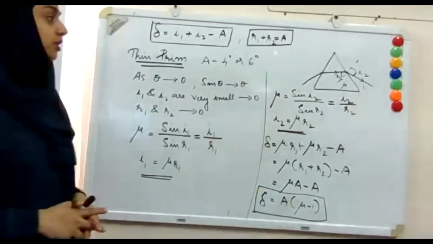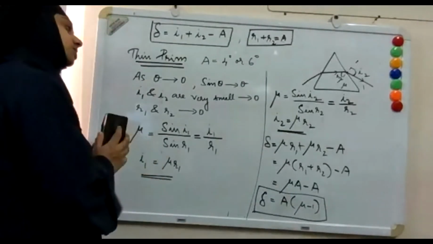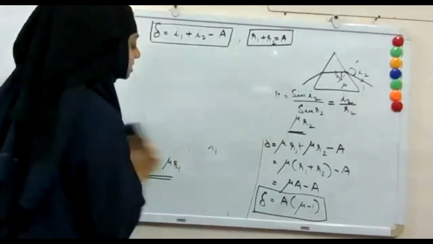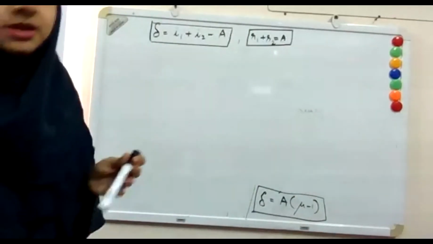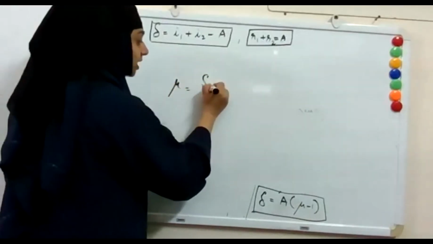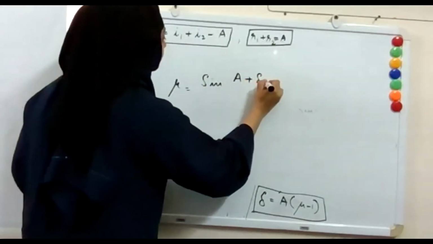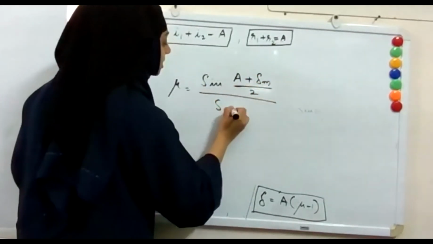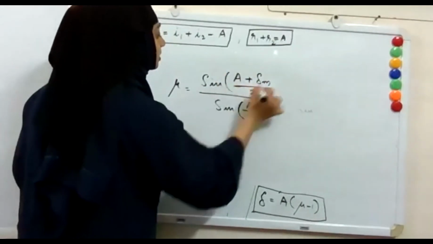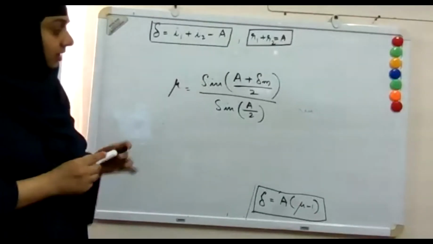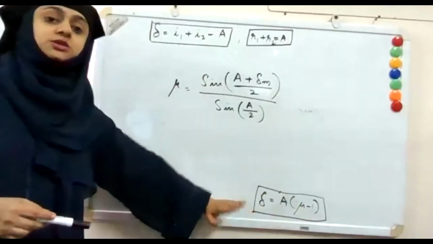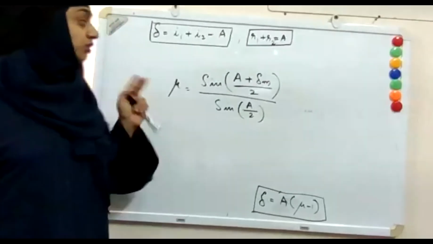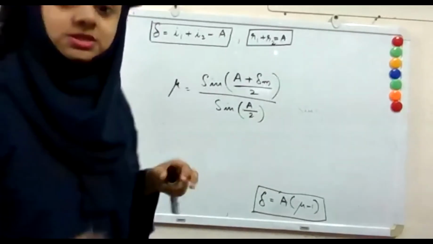Yes, teacher. Understood. So we have learned 4 equations in this topic which you have to memorize. One is that delta is equal to I1 plus I2 minus A. Second one is R1 plus R2 equal to A. Third one is mu, the refractive index, is equal to sine of (A plus delta m) by 2 divided by sine of A by 2. And for a thin prism, delta is equal to A into mu minus 1. These 4 equations must be memorized to solve problems. So that's all I wanted to discuss today.